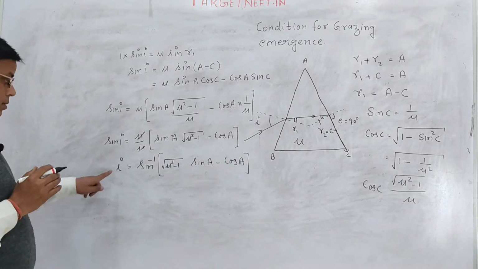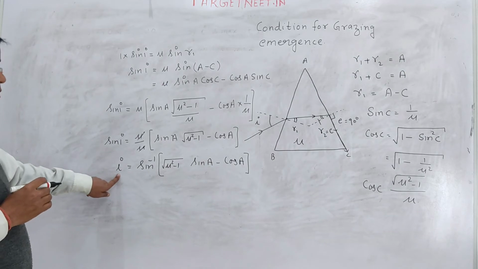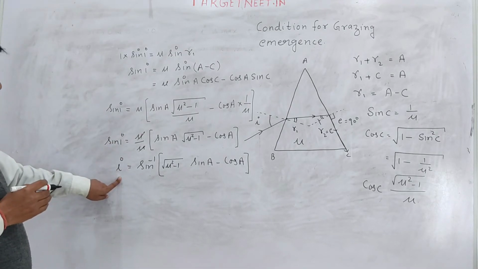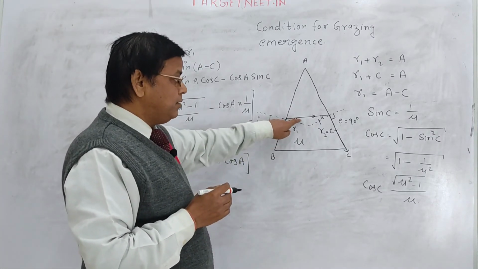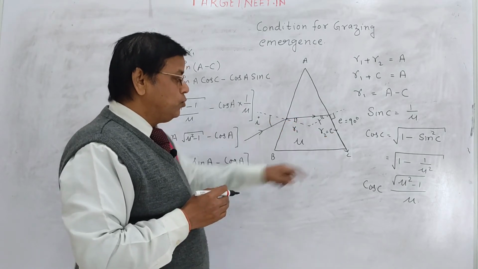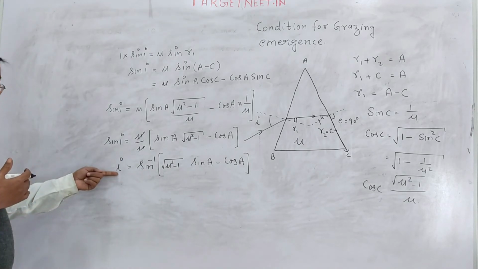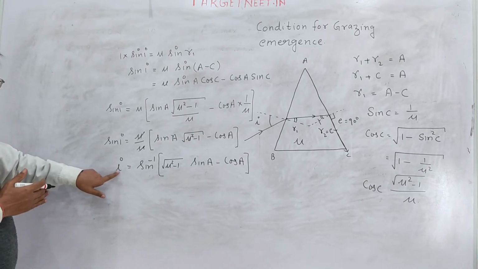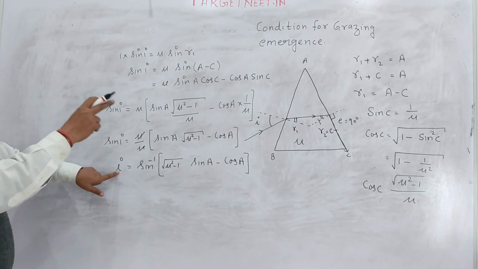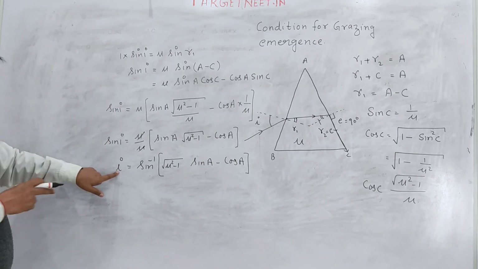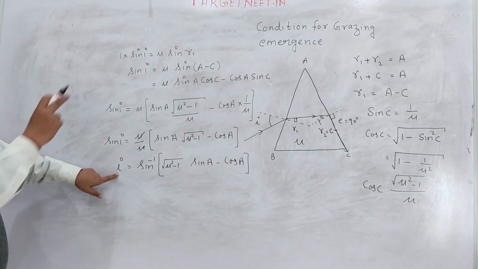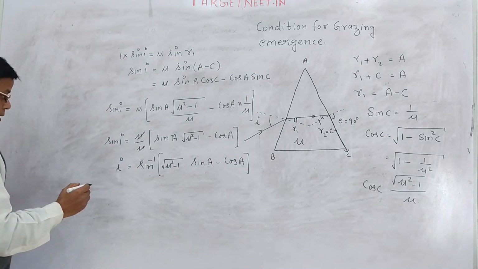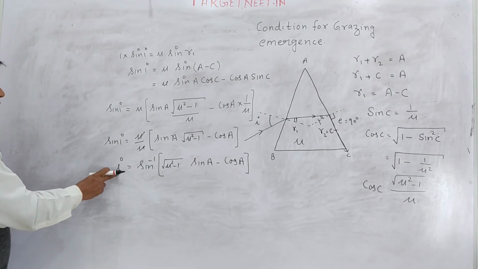If angle of incidence is up to this or lesser than this, then there will be no emergence at second surface, because if I is lesser than this, R1 will be lesser than this, R2 will be greater than this. So if angle of incidence is this, angle of emergence will be 90 degree. If angle of incidence is lesser than this, then there will be total internal reflection at face AC, and if angle of incidence is more than this, then there will be a refraction at face AC. So remember this, if angle of incidence is lesser than this, there will be TIR at face AC.